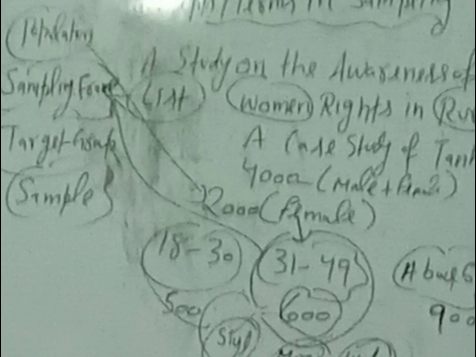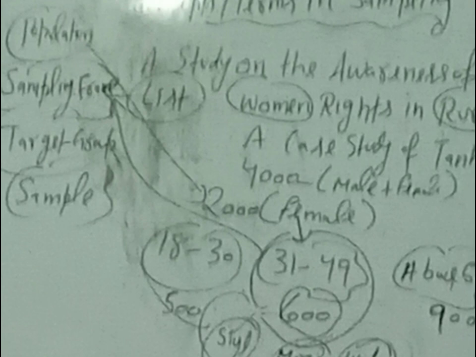Now, we'll go further. Now, out of this 2,000 female, we will divide into different age groups. Right? So what are the age groups? Let's say 18 to 30. Right? This is one age group. Then we have 31 to 49. Let's say, for example, these are all examples. Then we have above 50. Okay? Above 50. 18 to 30 age group, all women, please remember. Right? 31 to 49, then above 50 years.